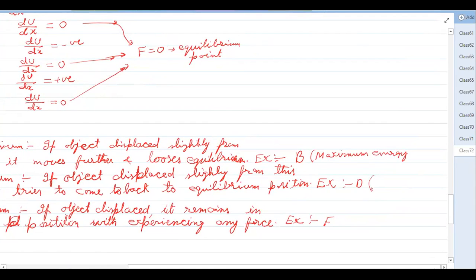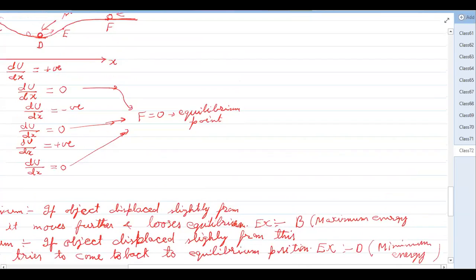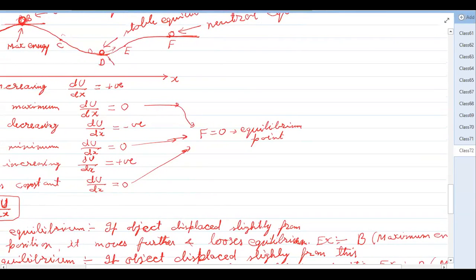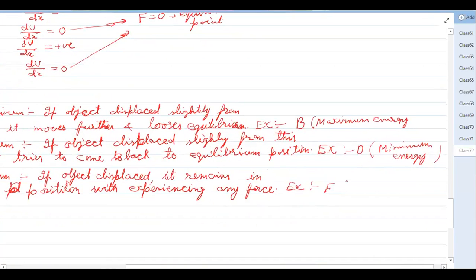And stable equilibrium corresponds to minimum energy. D corresponds to the minimum energy point. And what about F? F has constant energy, neither minimum nor maximum. If you move to nearby points, there is no change of energy. So this corresponds to constant energy.